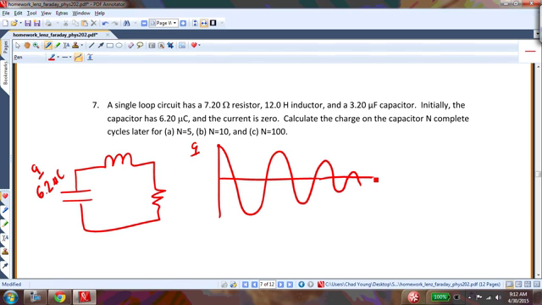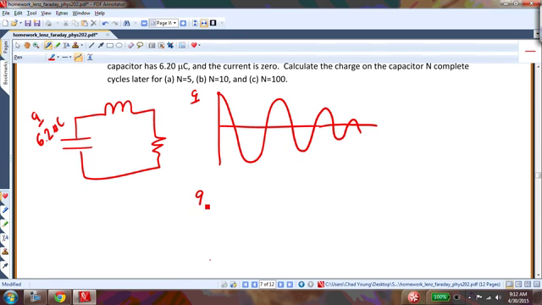Now, there are two functions that describe this charge. Q as a function of t, or rather, the function that describes the charge has two components. It's equal to my Q max, that's going to be my 6.2 microcoulombs, times the exponential, which is e to the minus Rt over 2L. This will be on your equation sheet, times the cosine of omega prime t.